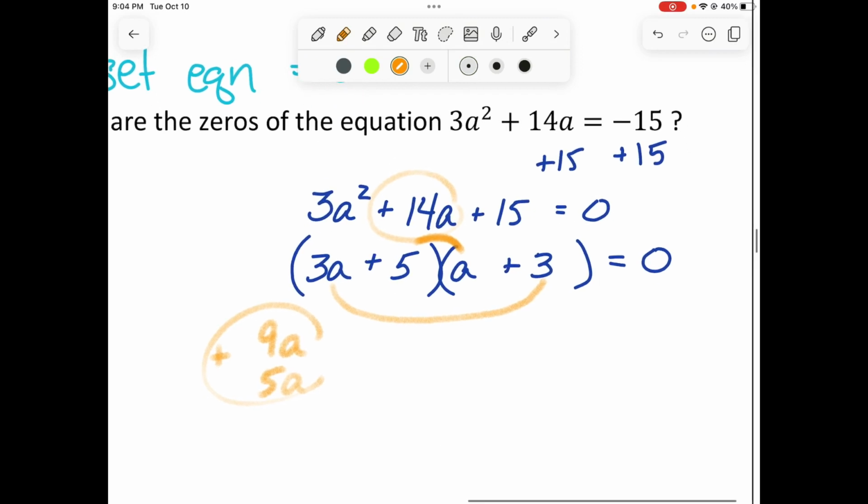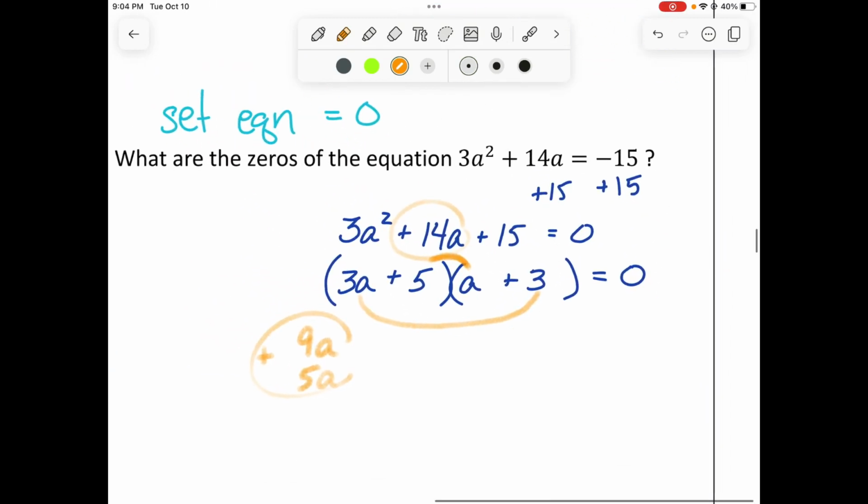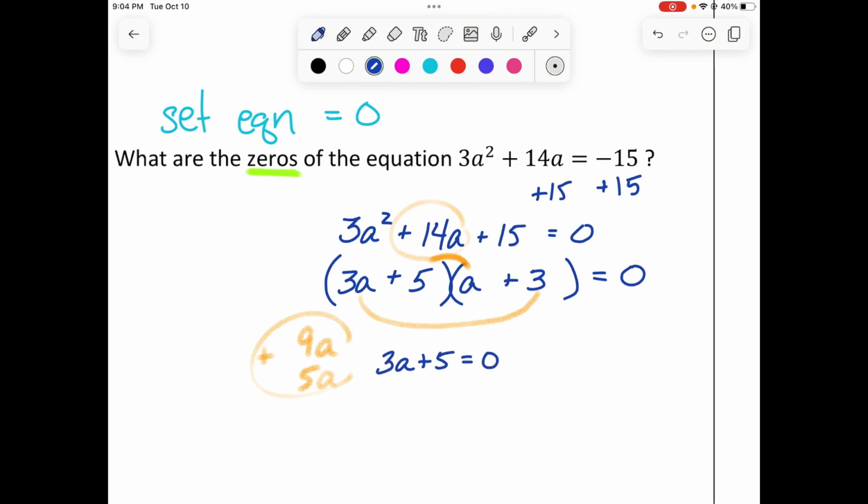Now that we have factored, we're not done because this is an equation, and it's asking us to identify the zeros. So we set each factor equal to 0. So 3a plus 5 equals 0, a plus 3 equals 0. Go ahead, pause the video, solve each of these equations, leave the first answer as a fraction, and then come back to check your work. All right, you should have gotten a equals negative 5 over 3 and a equals negative 3.